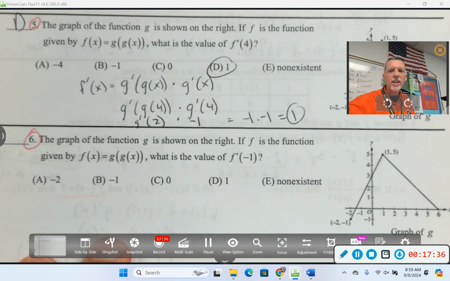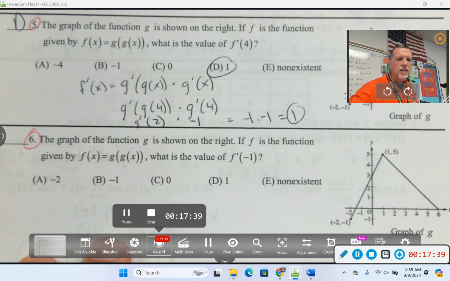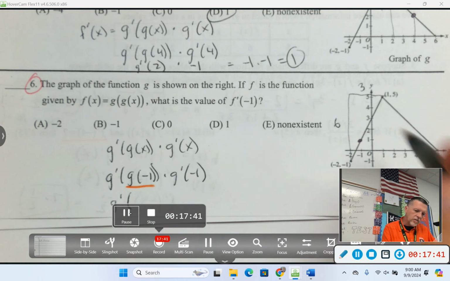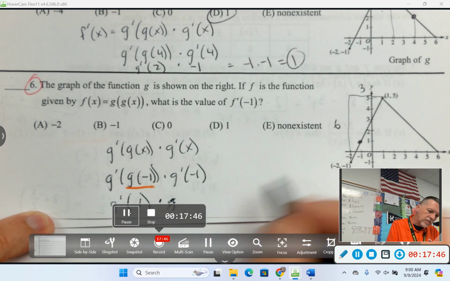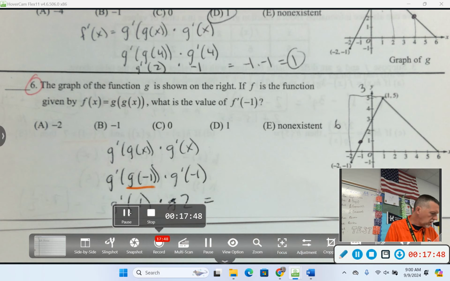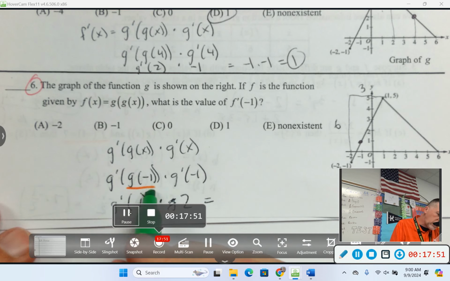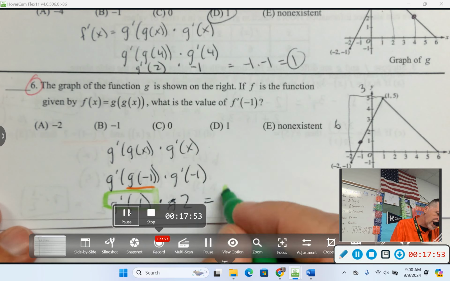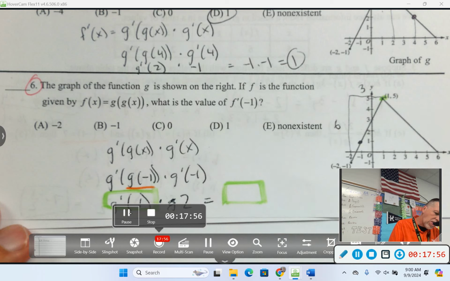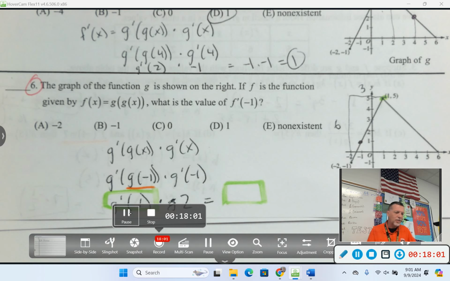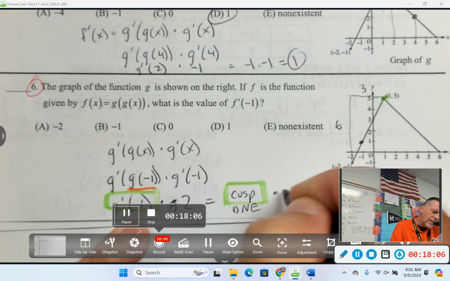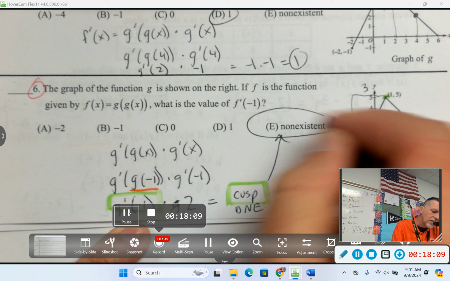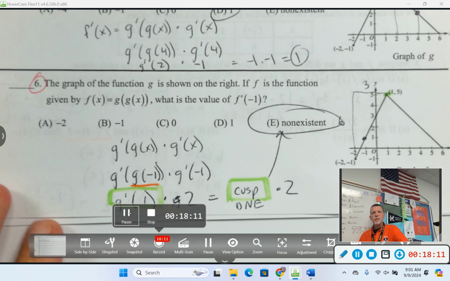Why don't you try letter D? G of negative 1 is 1. G prime of negative 1 is positive 2. What's G prime of 1? Non-existent, right? Because you're at that cusp. Cusp for D and E, so non-existent. And then times 2 doesn't really do anything. You're doubly non-existent, I guess.